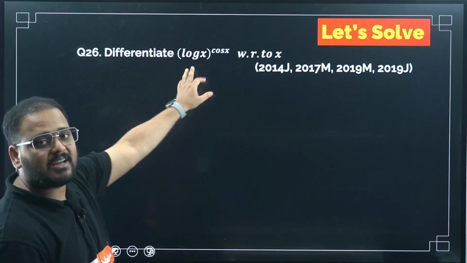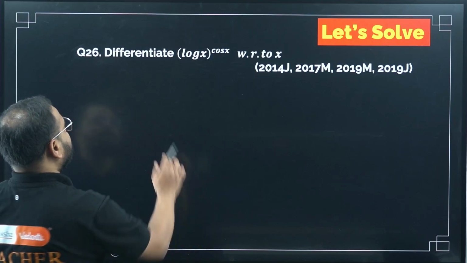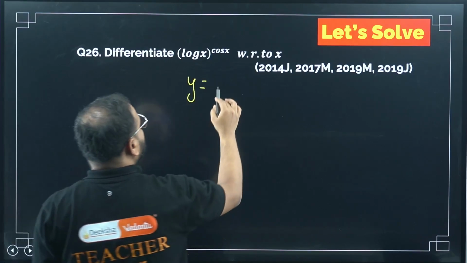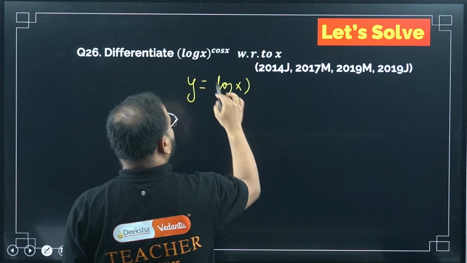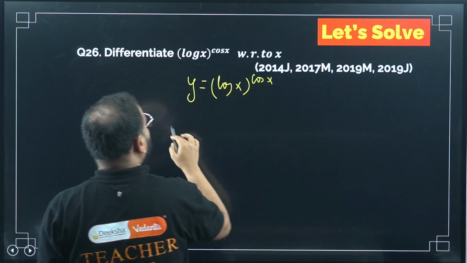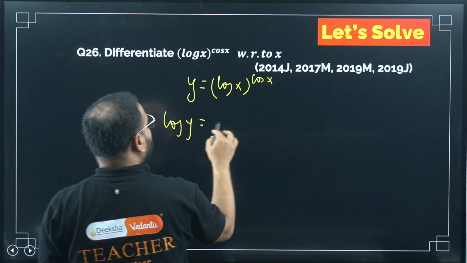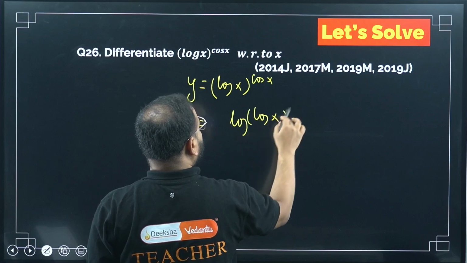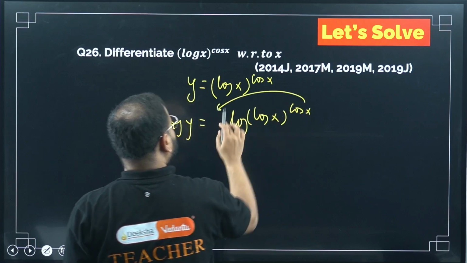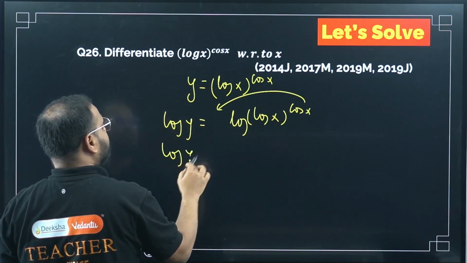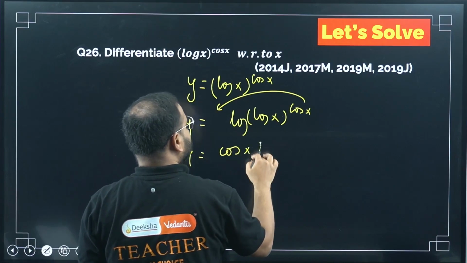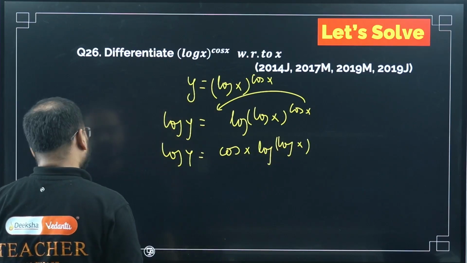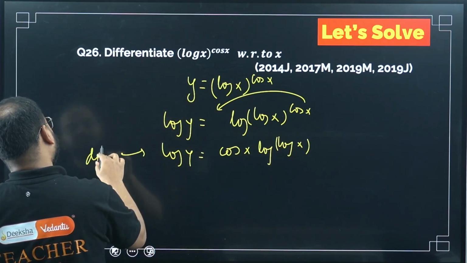Again, same thing. Power is there, so we have to apply log again. Check this. I will not solve this question, I'll give you a hint, and you have to solve it from your side. y equals log x to the power cos x. So do one thing: apply log. Log y equals log of log x to the power cos x. The power will come in front as a coefficient. So log y equals cos x log of log x. Now find the differentiation over here.